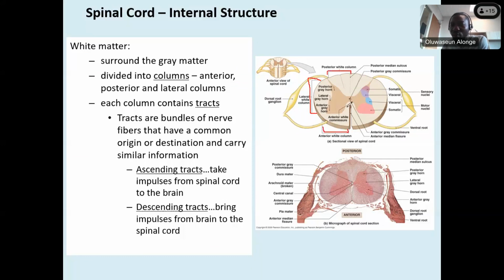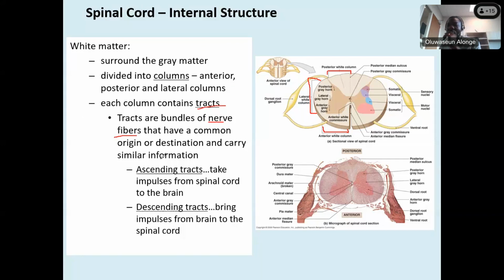All right. Now, what do we mean by column? We already said that the white matter is made up of axons. So if it's made up of axons, then what we call a column will be a pathway, and so we call it tracts. Now, what makes up tracts? Tracts are made up of nerve fibers. So if I want to explain this, I will say nerve fibers form tracts, tracts form columns. Tracts are bundles of nerve fibers that have a common origin or destination and carry similar information.